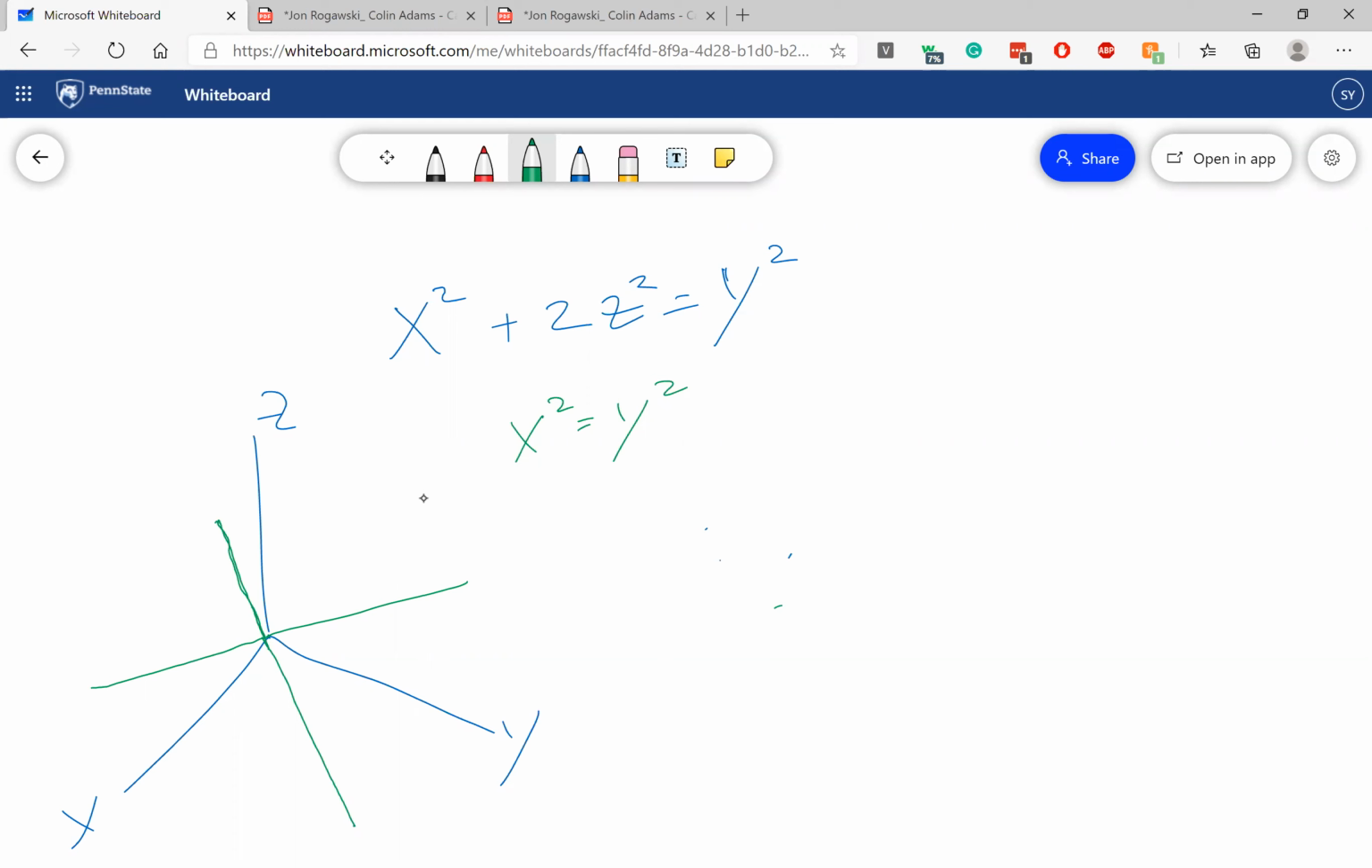Now let's imagine that my x is 0. So then we have 2z squared is equal to y squared. So again, we're going to get lines just with a different slope, but this is in the YZ plane. So one of these lines is going to look like this, and another one of the lines is going to look like this.